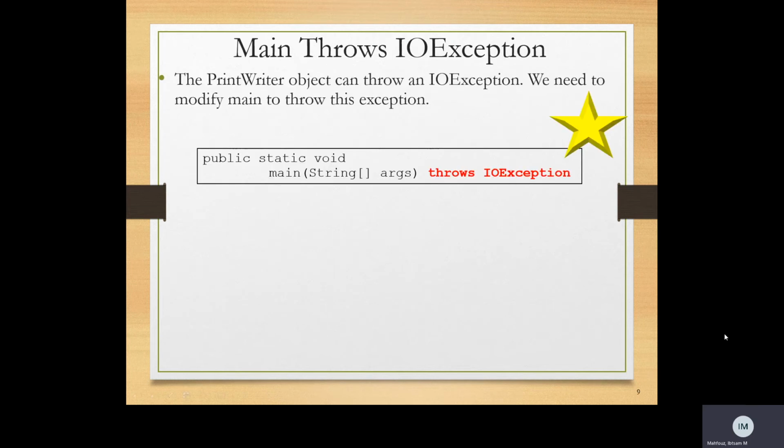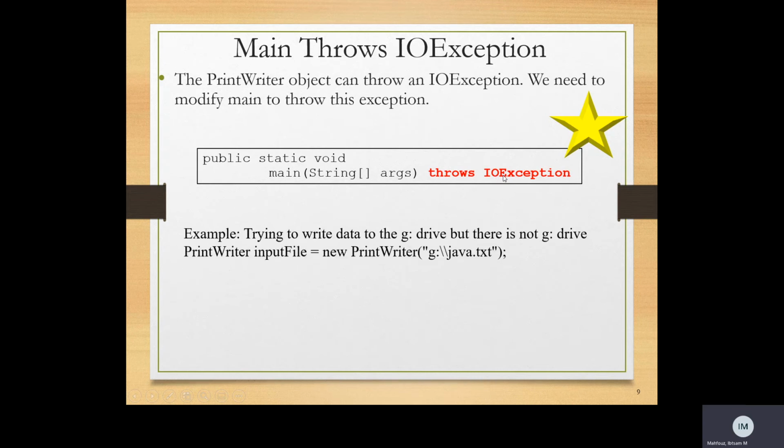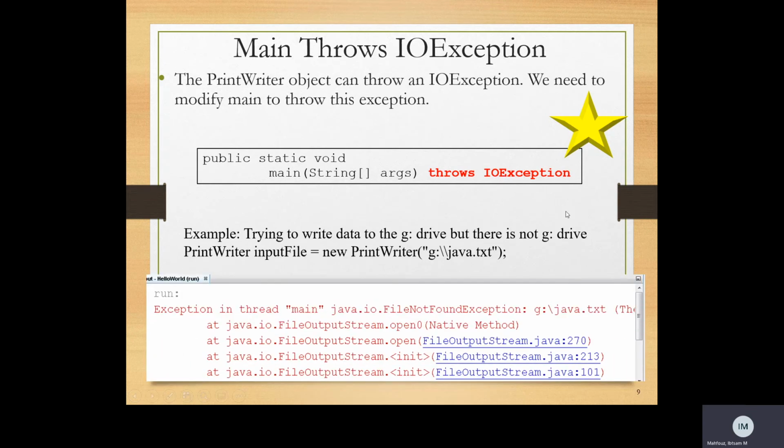Okay, so what we do is we come next to main and we add those two words, throws IOException. The I, the O, and the E are all uppercase. It matters. Okay, and so here, if I try to write to the G drive, and say I don't have any flash drive on my computer and I don't have any G drive, you will get an exception that looks like this that says FileNotFoundException. It'll tell you that it couldn't find this location.